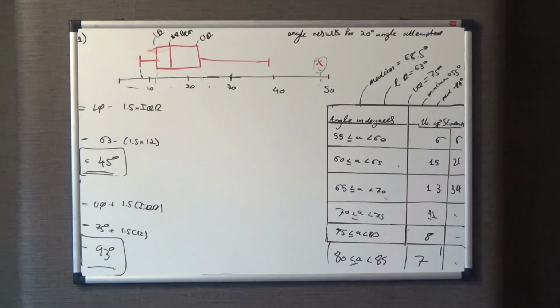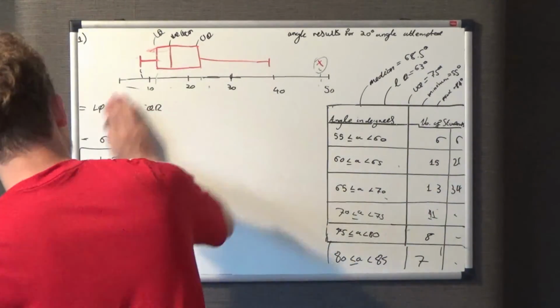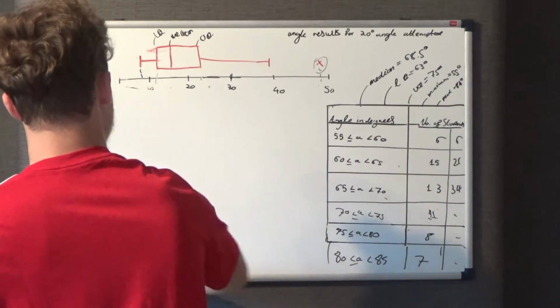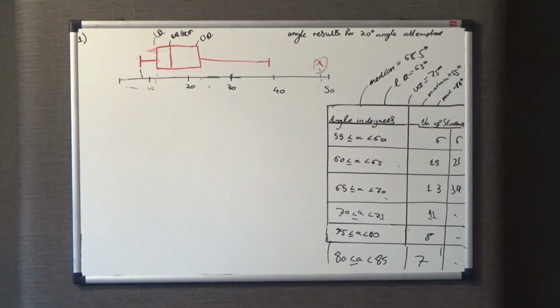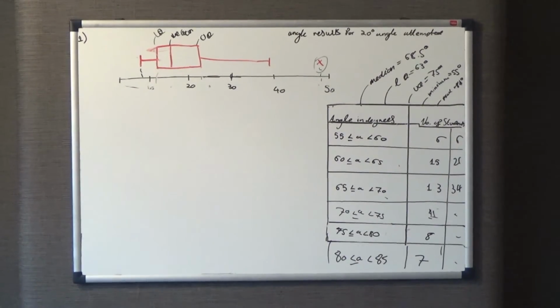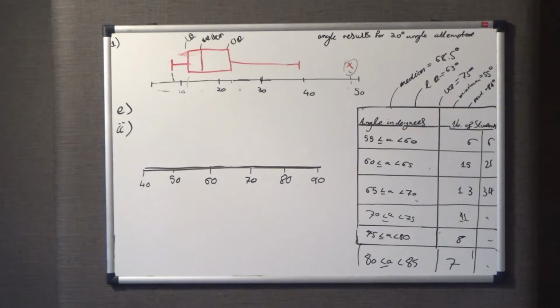Now, even if it hadn't mentioned the outliers, and it just asked you to draw a box plot, you should have checked for outliers anyway, because you will lose marks if you don't. So I'll probably draw a little bit of a sketch before I continue this. I've drawn the range on, from 40 to 90, that they've given us.